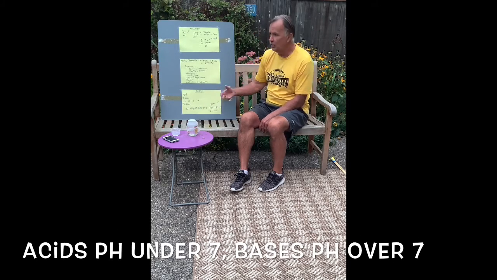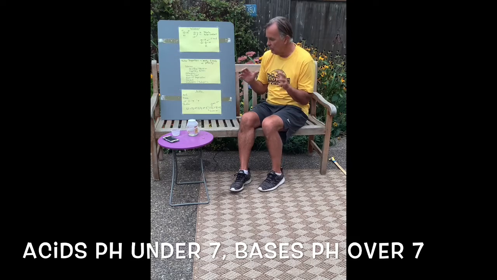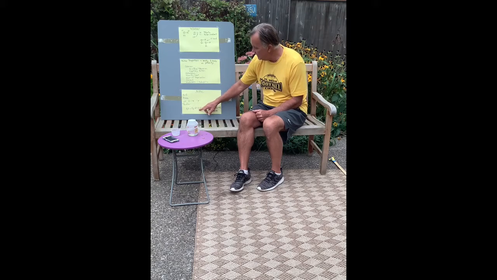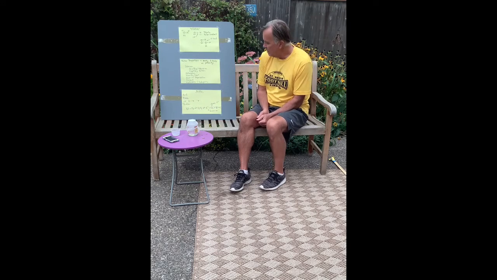For organisms, they have to stay within a pretty small pH range. To do that, we have buffers, and the key one is the carbonate buffer, or bicarbonate buffer, which we'll talk about more in the PowerPoint.